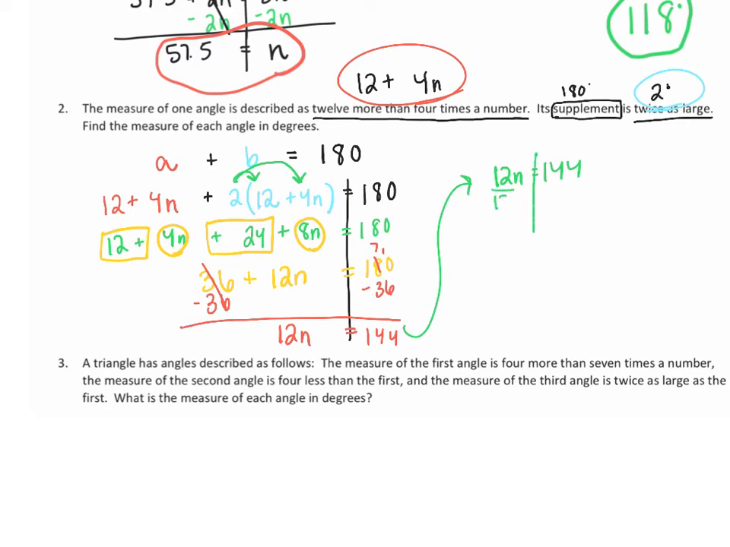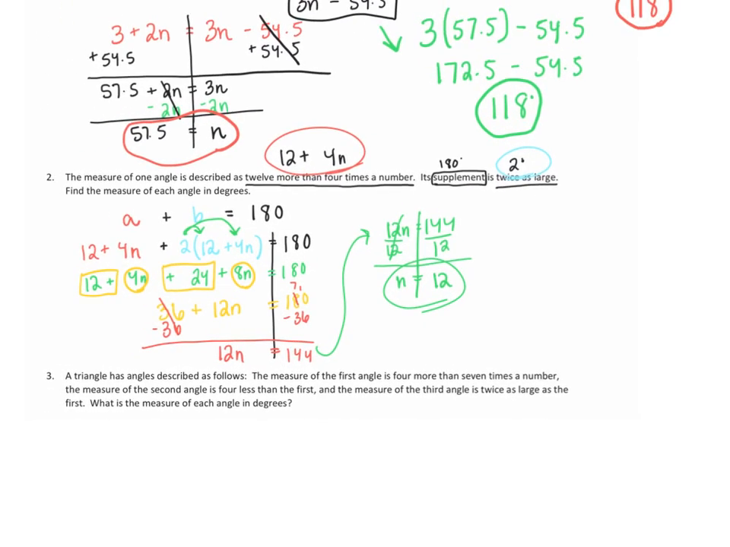I'm going to continue my work right up here. I will divide both sides by 12. I get n equals 12. 144 divided by 12 is 12. Now, I know what n is, but I need to find the angle measurements. So the first one I'm going to do is this first measure, which was the red one I did, A. So I have 12 plus 4n, and now that n is a 12, so 12 plus 4 times 12, 4 times 12 is 48. And if I do 12 plus 48, I get 60. So my first angle is 60 degrees.